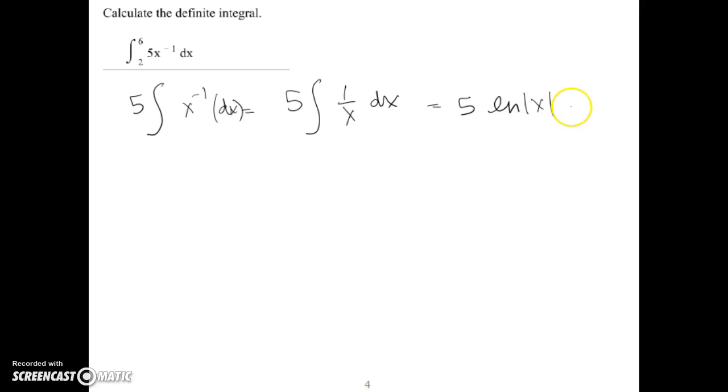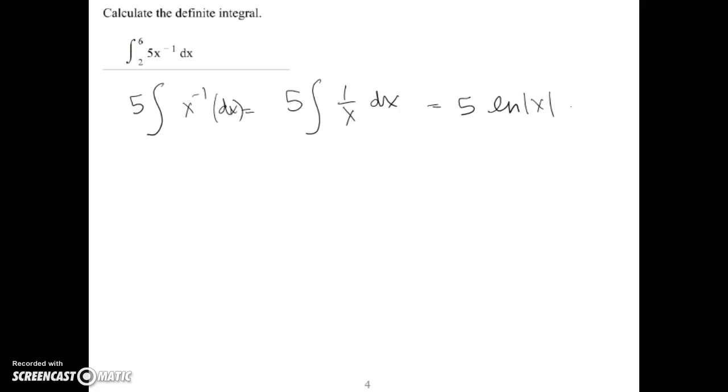Okay, so if you're asked to find the definite integral from 2 to 6 of 5x to the negative 1 dx, again, we're going to pull out your rules of integration sheet. First we see we can pull this 5 out. So this can be 5 times the integral of x to the negative 1, which is the same thing as saying 5 times the integral of 1 over x dx. And if you look at your integration sheet, you see the integral of 1 over x is natural log absolute value of x. So this is going to be 5 times the natural log of the absolute value of x.